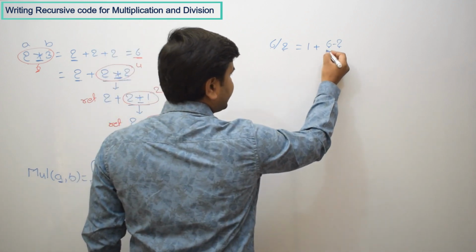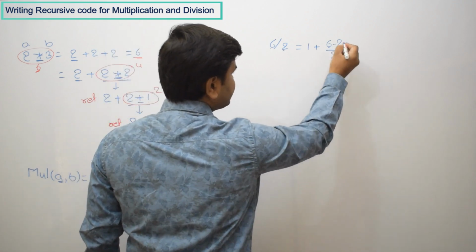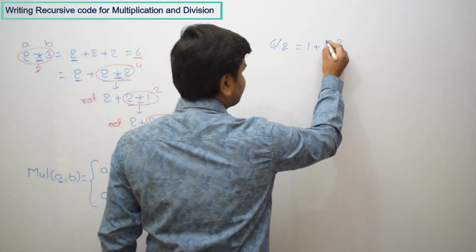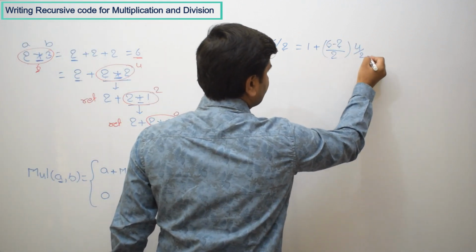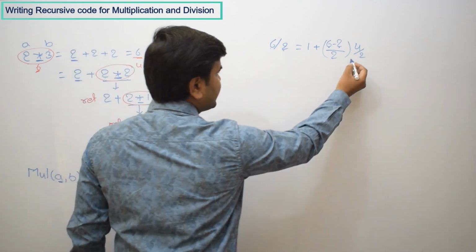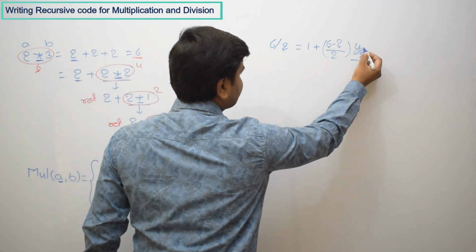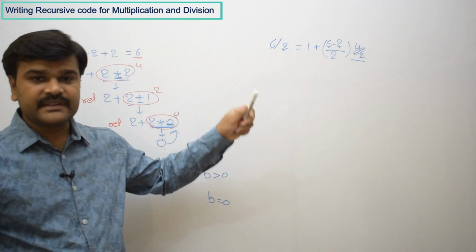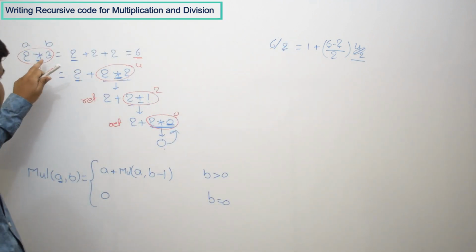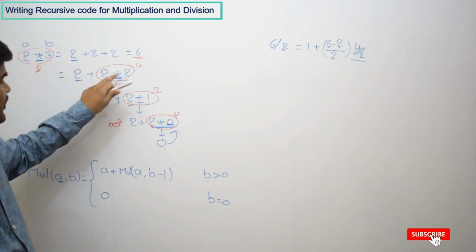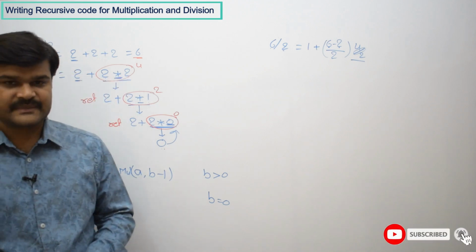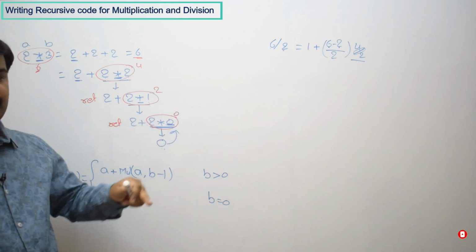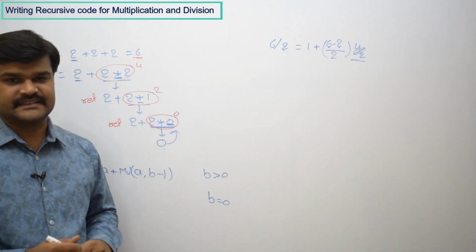Then what is the remaining thing? The remaining thing is 6 minus 2 by 2, 4 by 2. So this is actually 4 by 2. Now what is its meaning? Here you see the operation divided by, here also divided by, but with different parameters, same as here. Here 2 into 3, but here 2 into 2, parameters are changing. So we can say this is the base condition, right? In the same way we have to move towards the base condition.